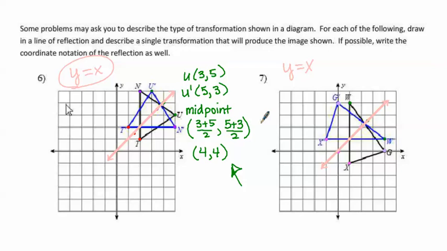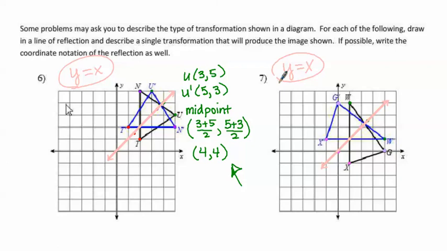Now the directions also state, if possible, write the coordinate notation for that line of reflection. You only can do that if it's one of those 4 lines like we talked about on the first page. If it's the line y equals x, you can write coordinate notation. If it's y equals negative x, you can do coordinate notation. If it's the x-axis or the y-axis, you can do coordinate notation.